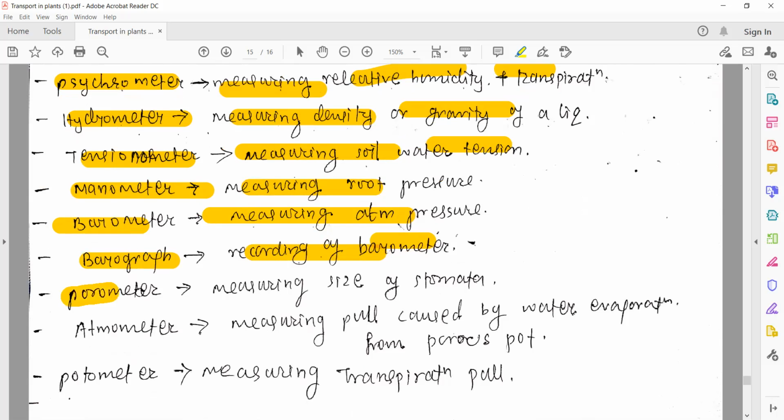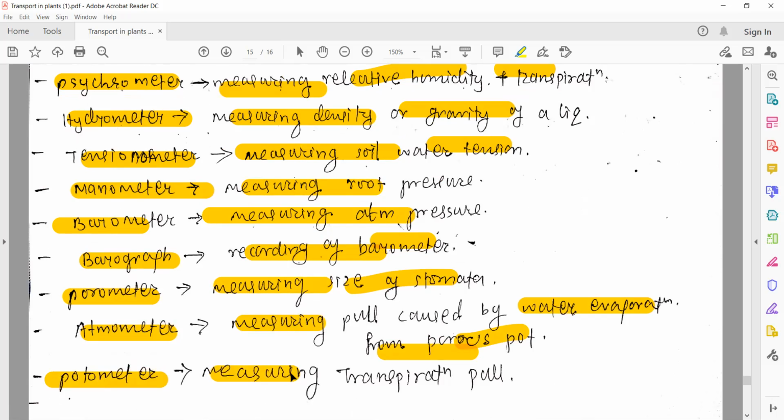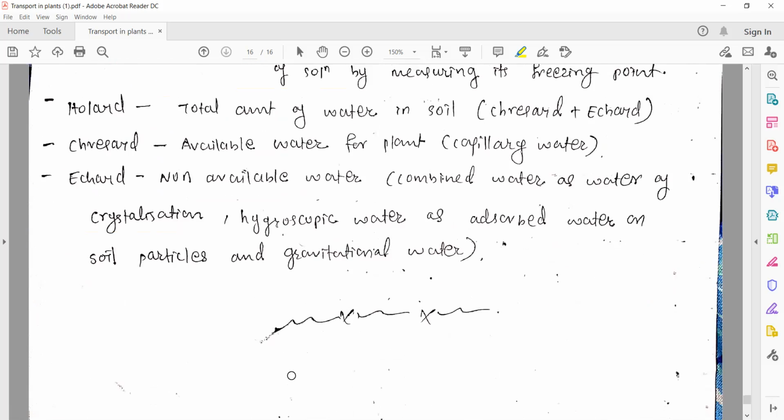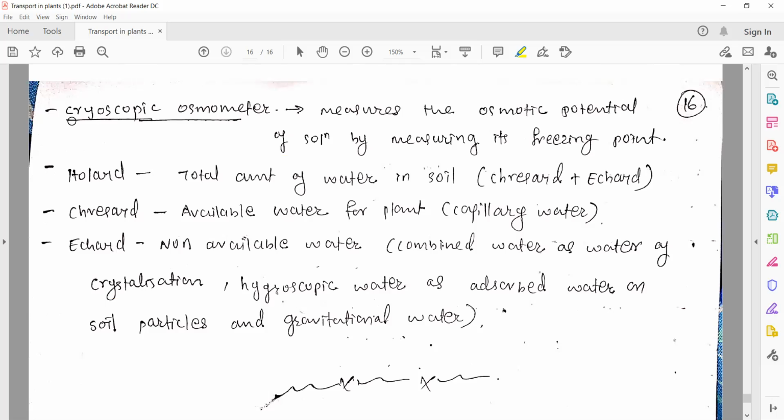Next, porometer is there, which helps in measuring the size of the stomata. See, atmometer is there, which helps in measuring the pull caused by water evaporation from a porous pot. Keep this in mind. And the potometer helps in measuring the transpiration pull. Potometer is for the transpiration pull. Keep this in mind. Next, cryoscopic osmometer measures the osmotic potential of a solution by measuring its freezing point.